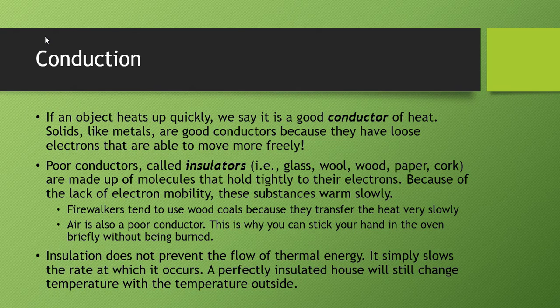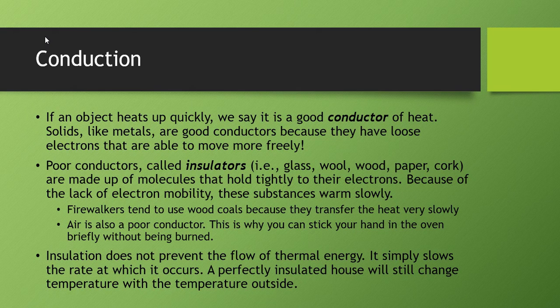For example, if you ever watch anyone walk across hot coals, generally those are wood coals. Wood coals don't transfer heat as quickly as something like charcoal or something like that you would use to cook. Air is also a very poor conductor of heat. This is why you can stick your hand inside of the oven and it doesn't burn you. But if you touch the metal on the oven, it'll burn you almost instantly, because the metal will conduct the heat to your hand very quickly.